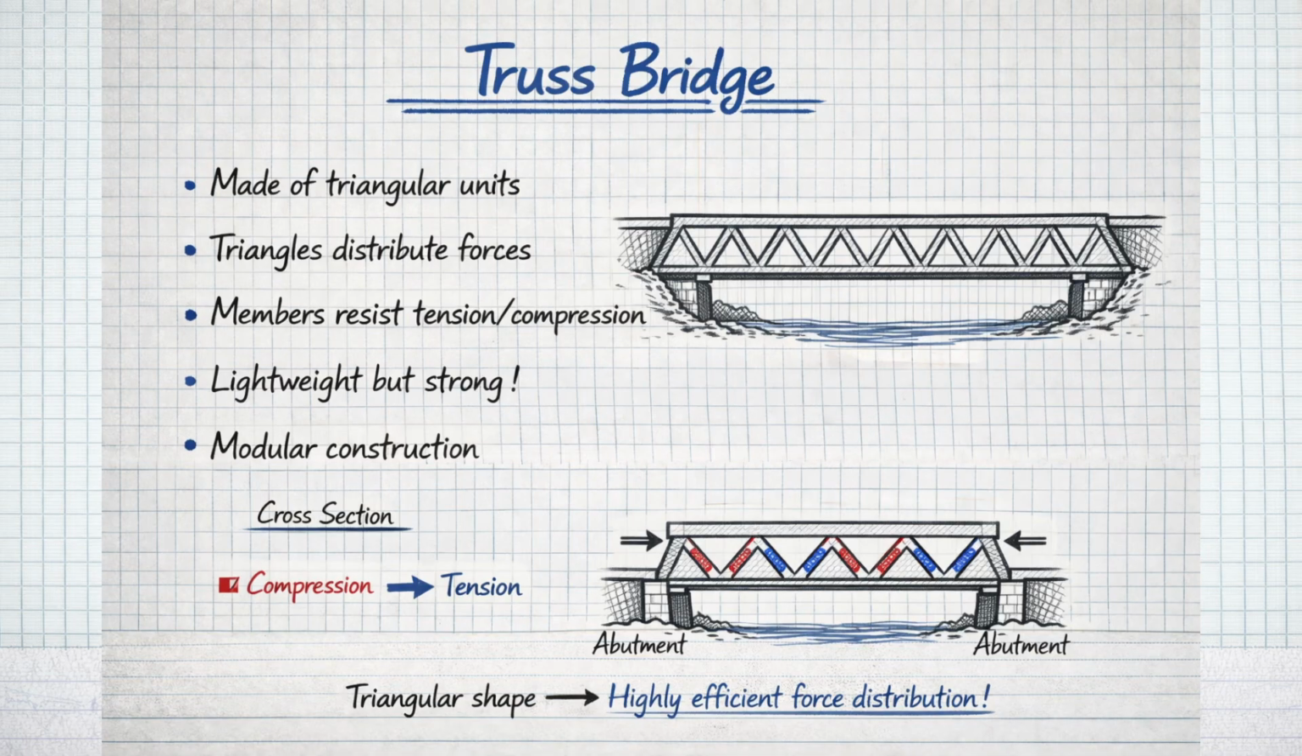3. Truss bridge. A truss bridge is built from interconnected triangular units. These triangles efficiently distribute forces, with individual members experiencing either tension or compression. The load spreads through the framework, making the structure strong while using materials efficiently. This design balances strength and economy.